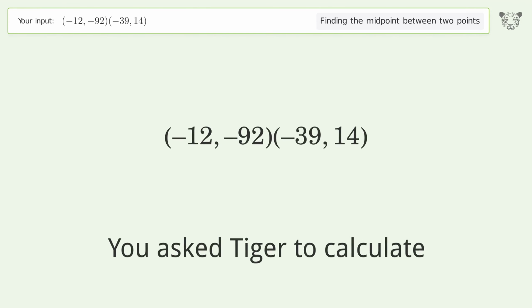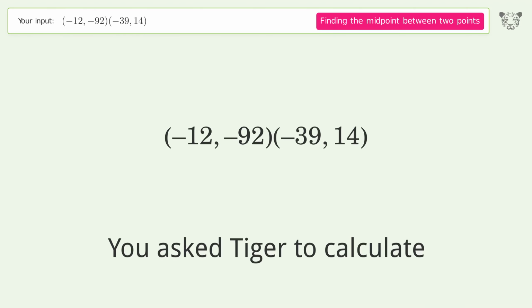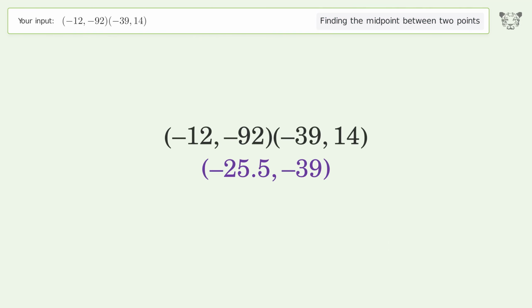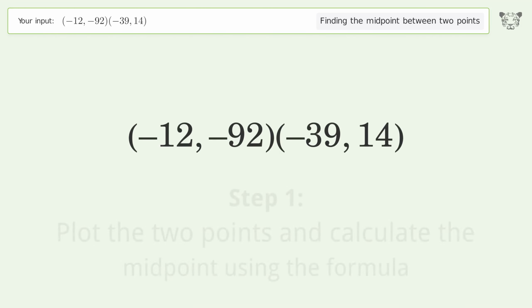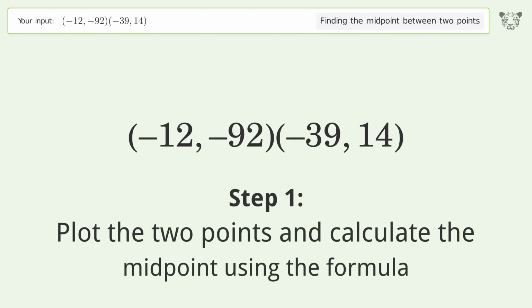You ask Tiger to calculate. This deals with finding the midpoint between 2 points. The midpoint between the 2 points is -25.5, -39. Let's solve it step by step. Plot the 2 points and calculate the midpoint using the formula.